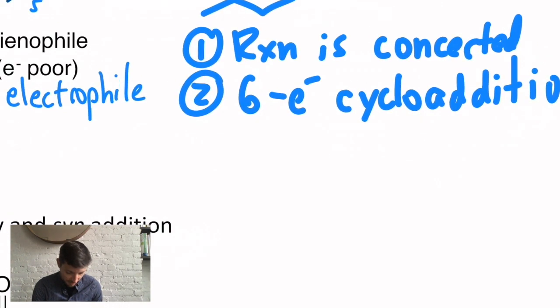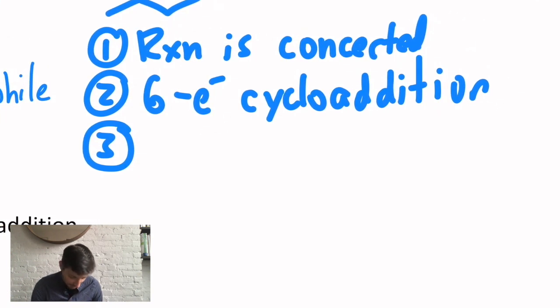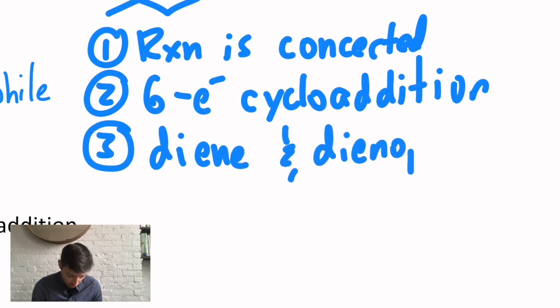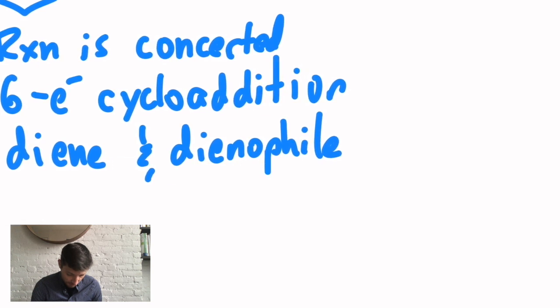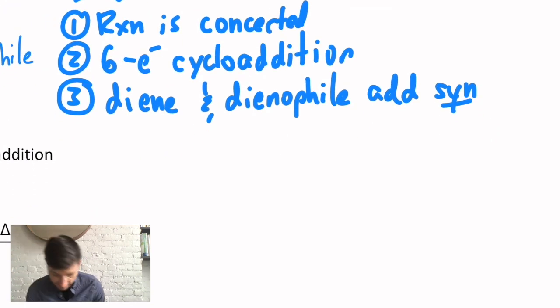Feature 3 of this reaction that I'll mention is that the diene and dienophile add syn to each other. We'll see that that results in a stereoselective reaction. We'll look at an example of that in a second.